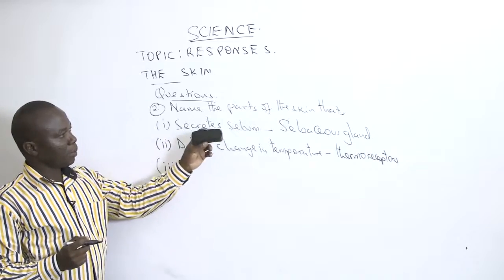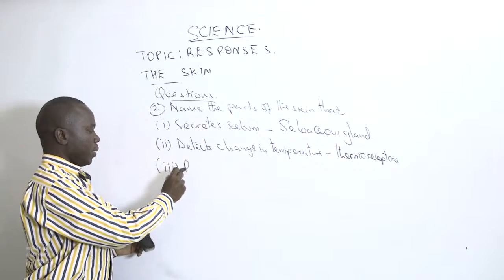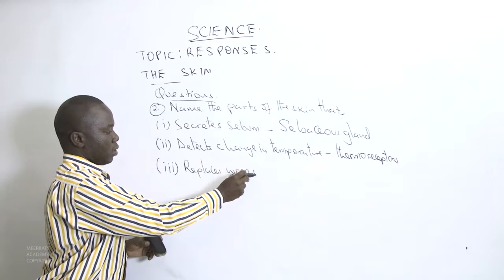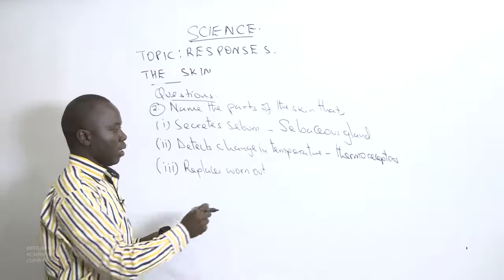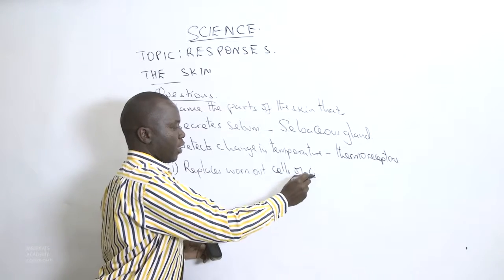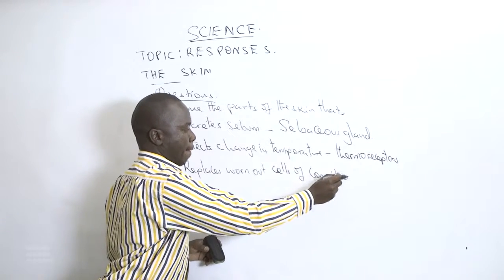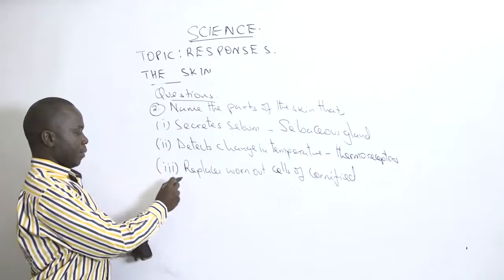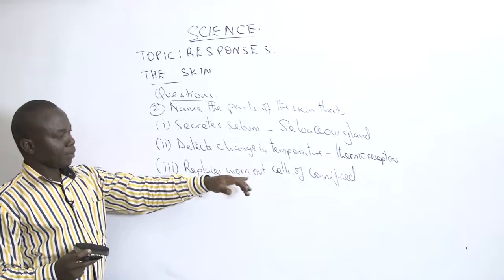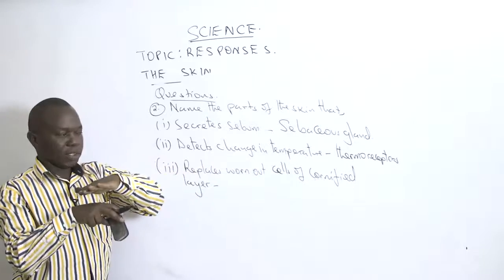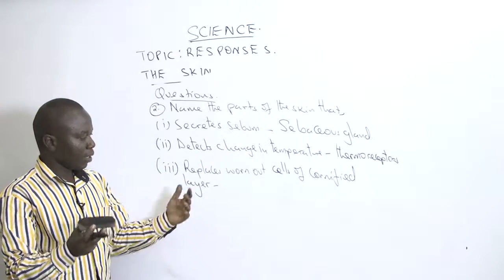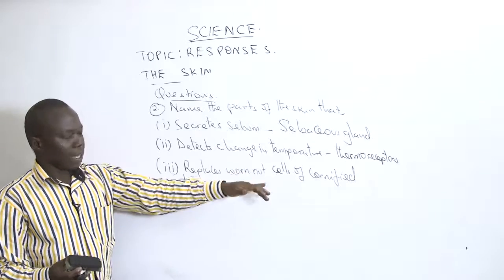Another question, name the parts of the skin that replaces worn out cells of cornified layer. We said the cornified layer is the uppermost layer made up of dead cells. They usually wear off. Even when you take a bath, they slough off, but they are replaced.